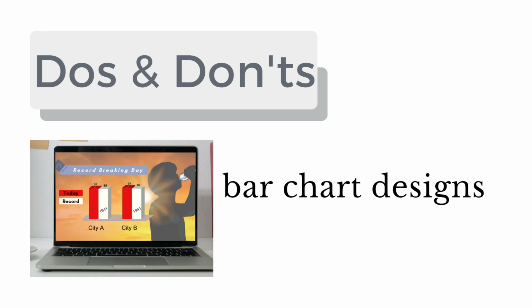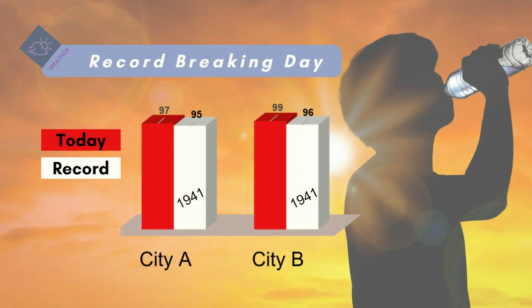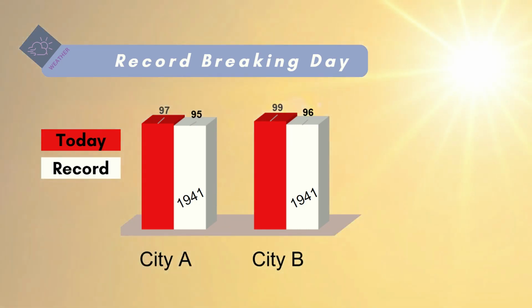Let's look at the do's and don'ts for designing a bar chart using this example that reports extreme weather in 2 local cities. Don't use a background image that conflicts with the chart for attention. Find a simple background with plenty of space for the chart to take center stage.